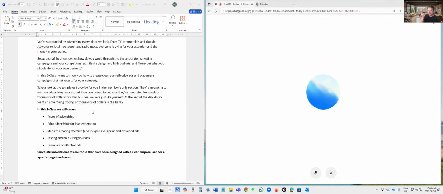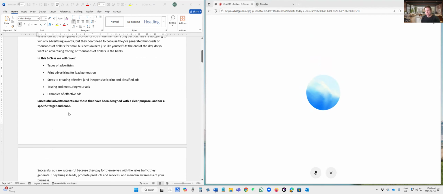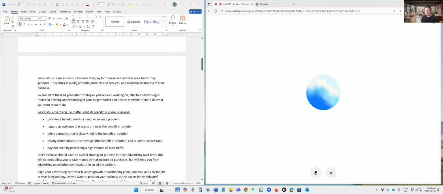In this e-class, we will cover types of advertising, print advertising for lead generation, steps to creating effective and inexpensive print and classified ads, testing and measuring your ads, and examples of effective ads. Successful advertisements are those that have been designed with a clear purpose and for a specific target audience. Successful ads are successful because they pay for themselves with the sales traffic they generate. They bring in leads, promote products and services, and maintain awareness of your business.